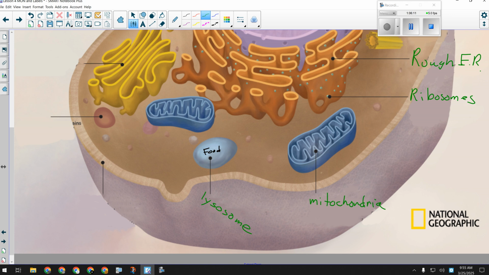The rust-colored one only has the enzymes for digestion. It hasn't started digesting anything. It hasn't encountered a food particle yet. So it's just got the enzymes. It is called a peroxisome. If I had this on a test, I would make it very obvious that one had something in it and the other was kind of empty looking. Peroxisome.